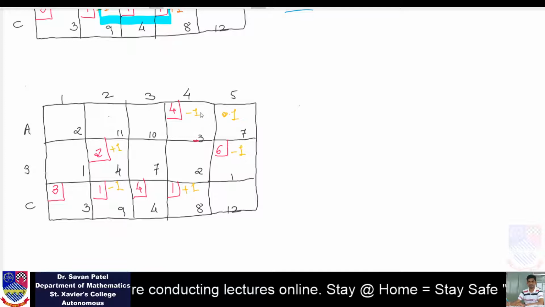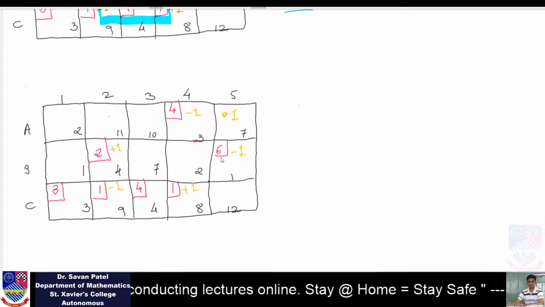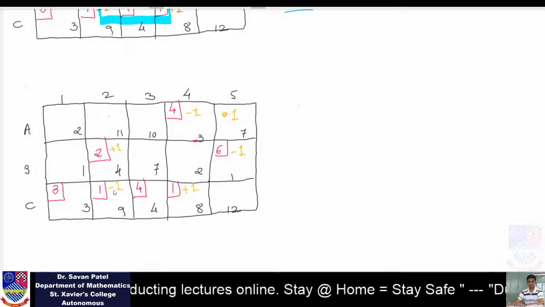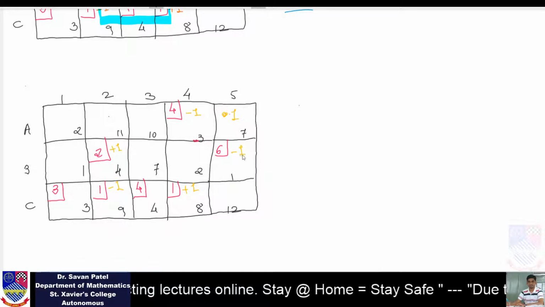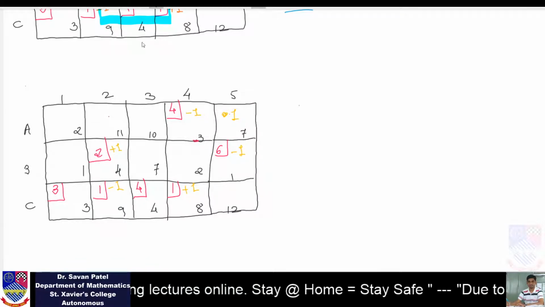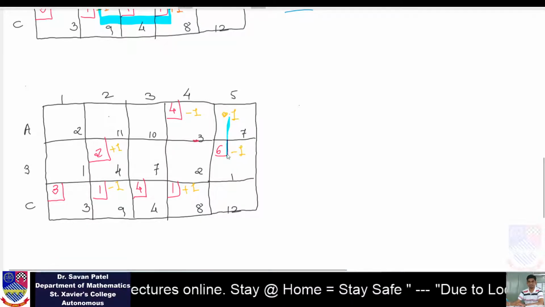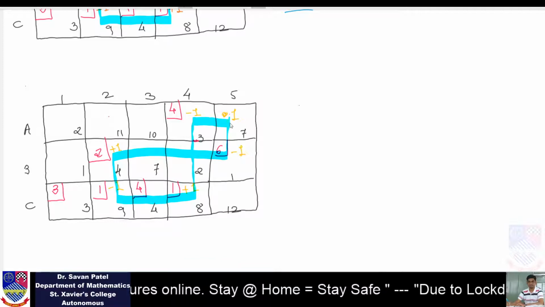See, at the final situation here, 4 minus 1 plus 1 is 4, 2 plus 1 plus 6 minus 1. So here 2 plus 6 is 8, and here plus 1 minus 1 is cancelled, plus 1 minus 1 cancelled, plus 1 minus 1 cancelled. So our loop in this case goes this way, from here to here, here to here, here to here, here to here, and then here.